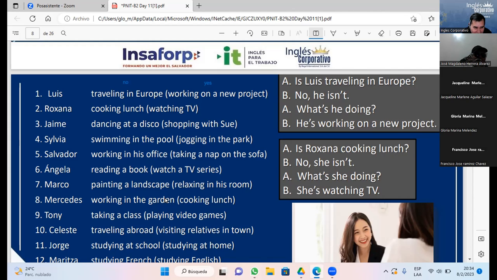La siguiente es la número 7. Number 7. Is Marcos painting a landscape? Painting a landscape. Landscape. No, he's not. What is he doing? He is relaxing in his room. In his room. He's relaxing in his room.